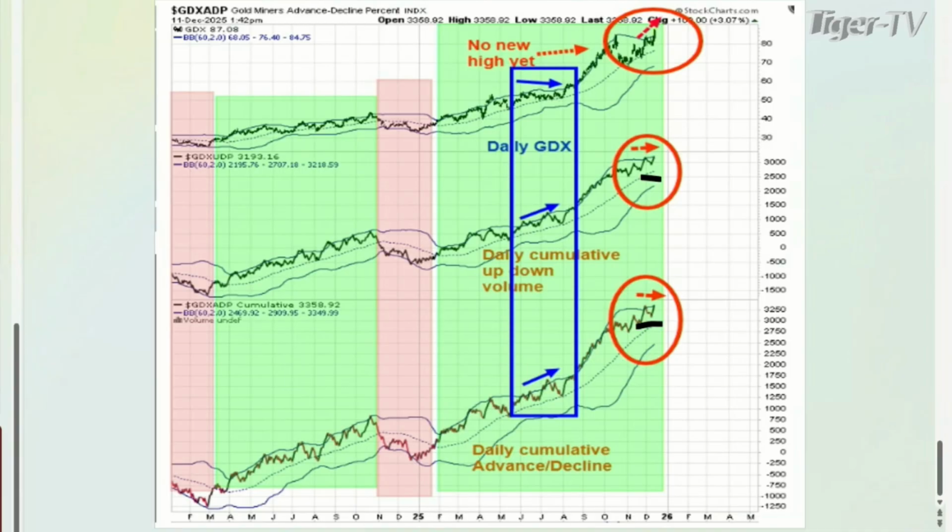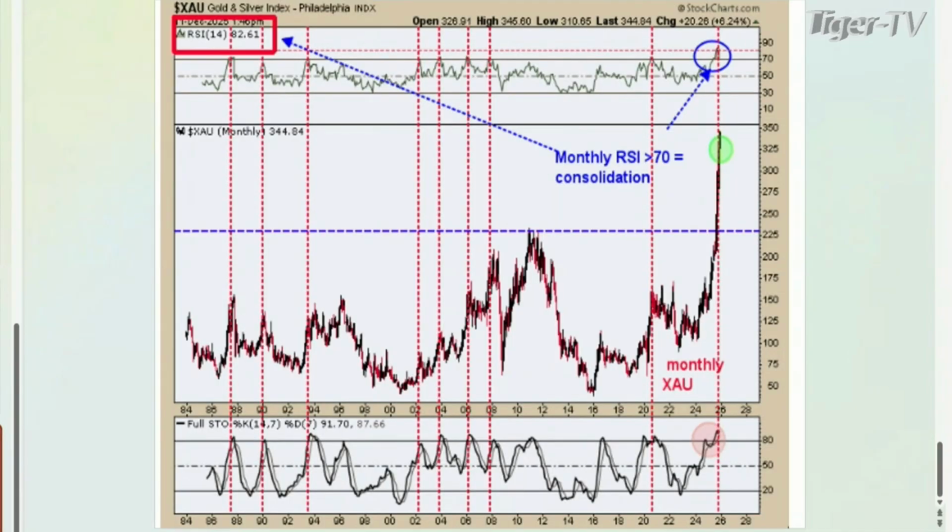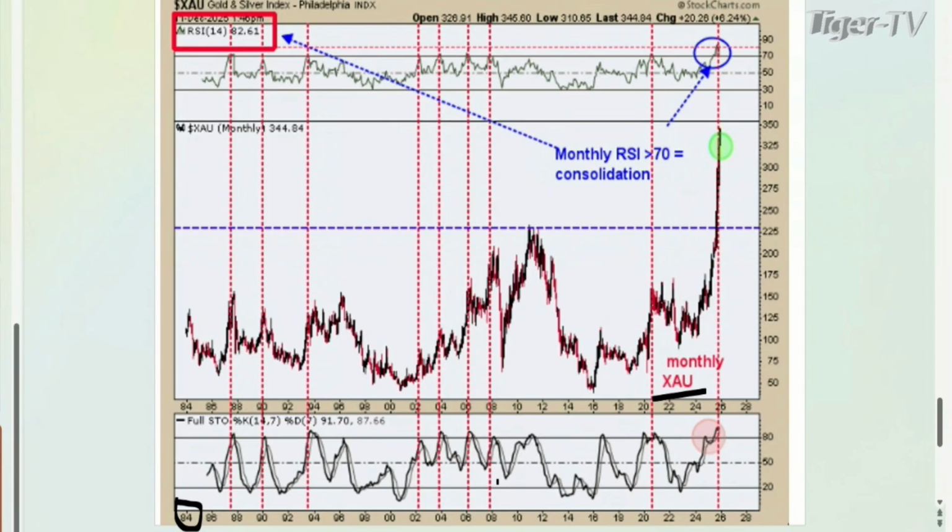Don't know. Here's another indicator, a little bit different one. It's just an RSI on the XAU. This is a monthly chart. I got two indicators: full stochastics on the monthly chart and an RSI on the monthly chart. This chart goes back to 1994 and shows all the times when the full stochastics got above 80 and the RSI got above 70. We're hitting 82 right now, so both of them haven't turned down yet.